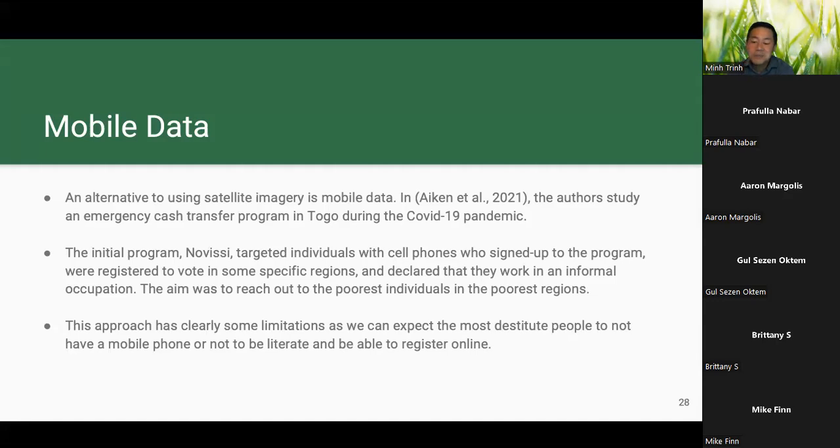Maybe the people who are the most destitute cannot fill out a form. They're not literate, or they might not have a mobile phone, and they might not be able to register online. But there was no other way to do it, probably is what the Togo government thought. That's why they use mobile data. But if you do any project with mobile data, you have to think in terms of what percentage of the population doesn't have mobile data. I think even in the US, some people don't have cell phones. Next slide, please.